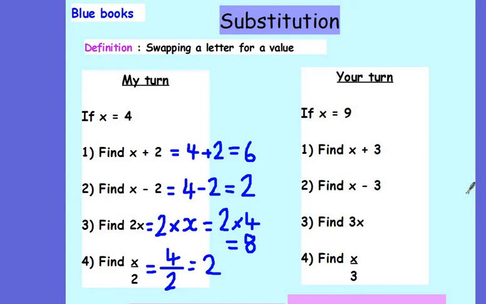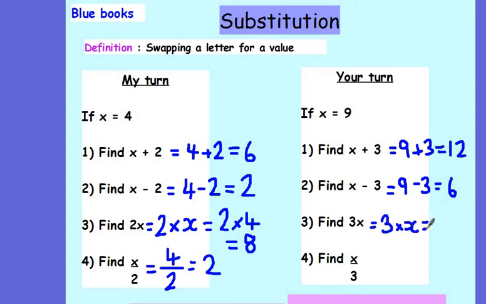Right, let's go through some answers. If x is equal to 9, x plus 3 is just 9 plus 3, which is 12. X take away 3 is 9 take away 3, which is 6. 3x means 3 times x. 3 times 9 gives me 27. And for the last one, I can write that as 9 divided by 3, which is 3.